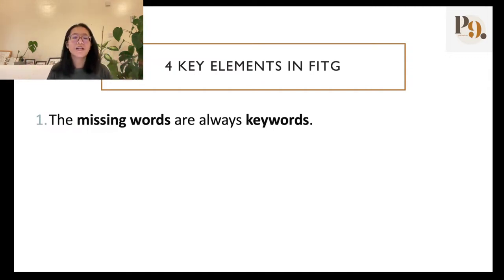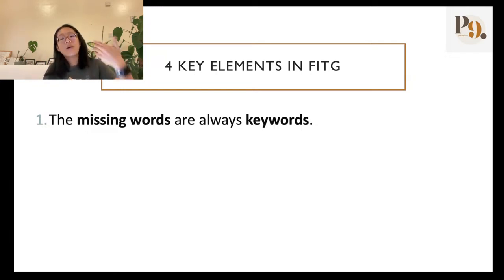I'm somehow making a mistake here. To tell if a word is a keyword of a sentence, you simply remove that word from the sentence. If you can still understand the meaning of the sentence, it is not a keyword. And if you remove the word and you cannot understand the meaning, or the meaning is not clear anymore, that word is a keyword. So a keyword is a word that carries the meaning of the sentence, basically.